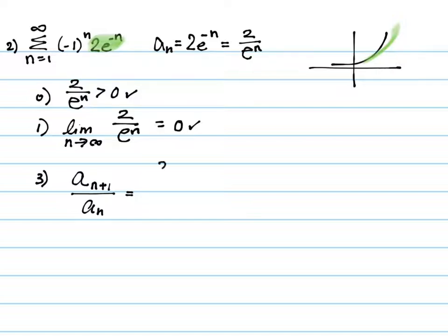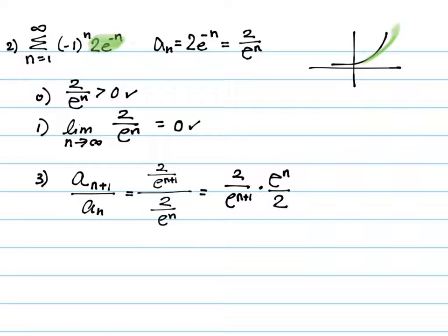So a sub n plus 1 would be 2 over e to the n plus 1, and a sub n would be 2 over e to the n. That's awfully large. Okay, is that good? All right, I don't really want it written like that. That's kind of messy, so I'm going to write 2 over e to the n plus 1 times e to the n over 2. And what do we notice being able to simplify? We'll do the easy one, 2's. Anything else?